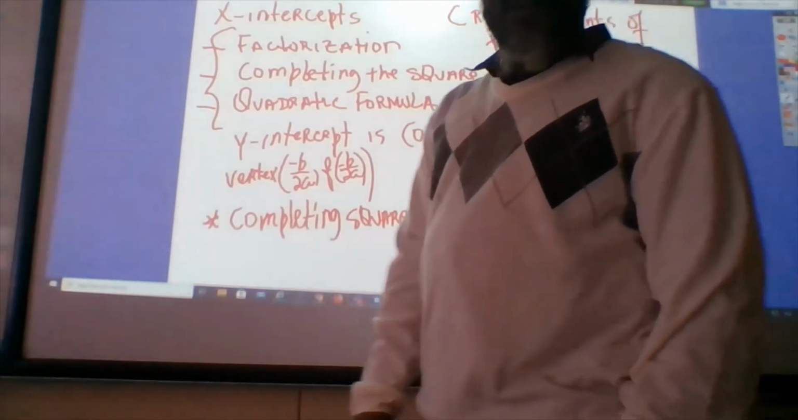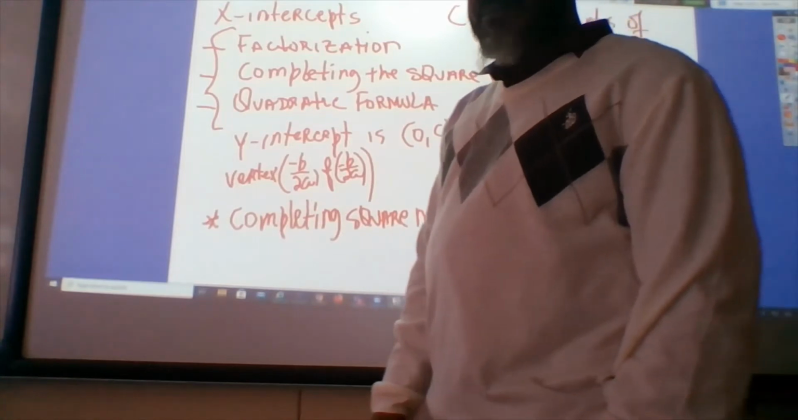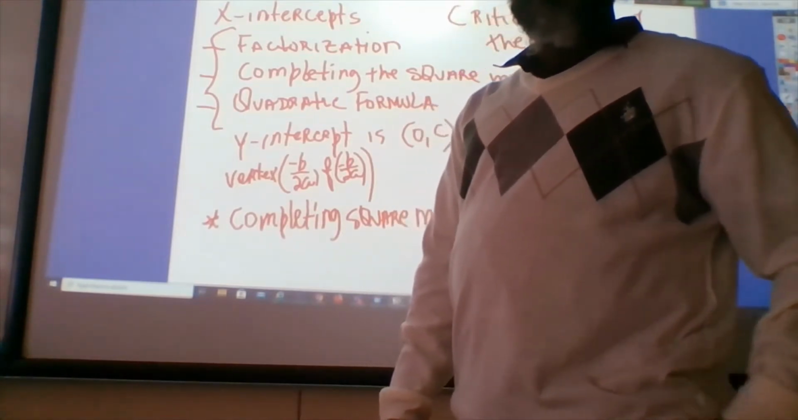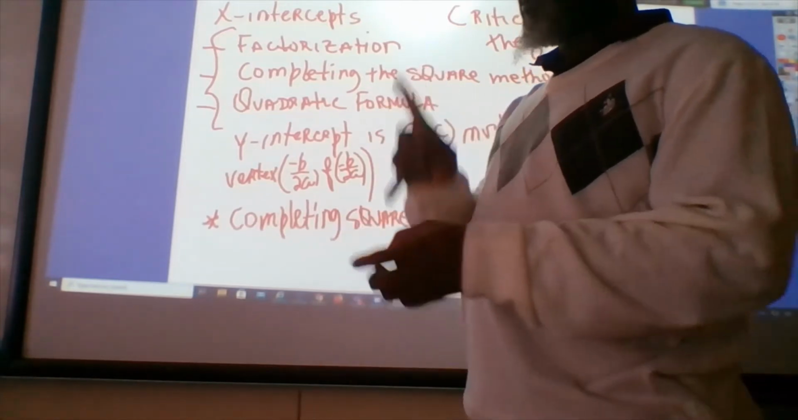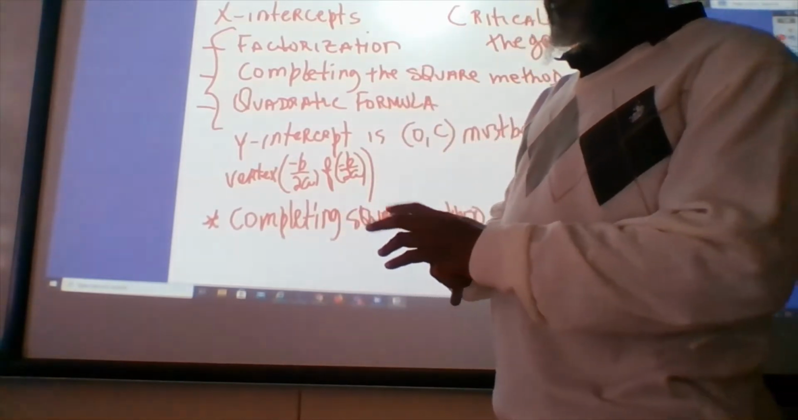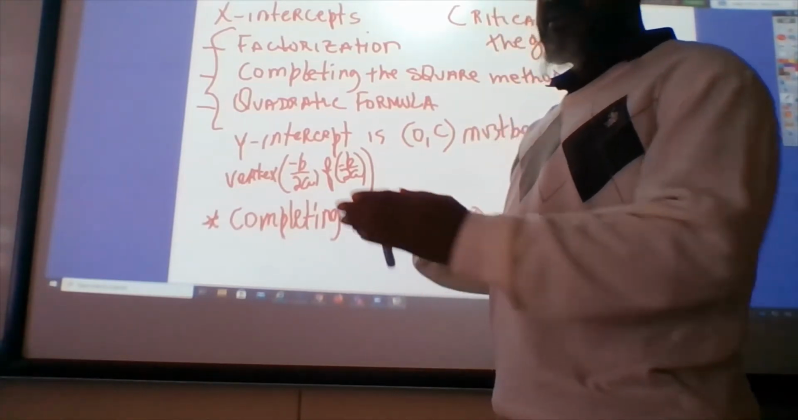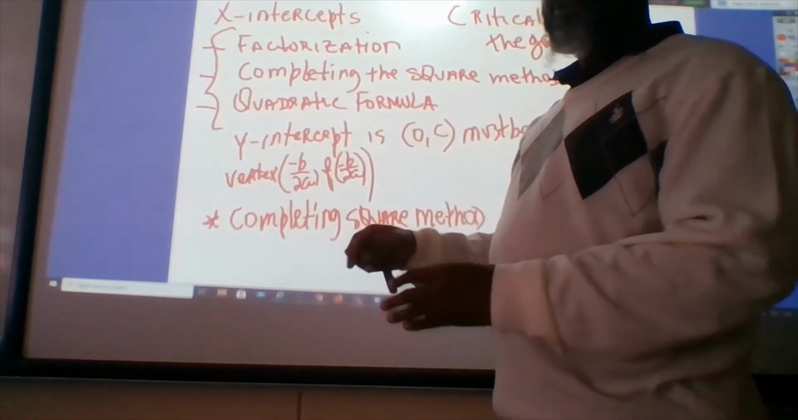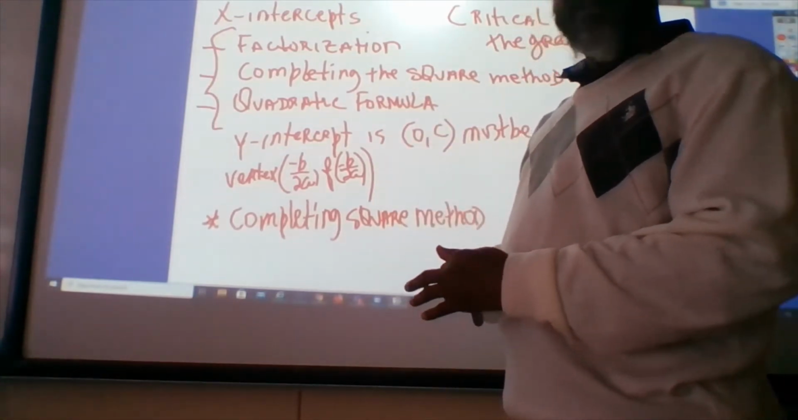All right. Remember the standard form is ax squared plus bx plus c is equal to 0. Since our objective is to graph, we're going to find the y-intercept, which is 0c. Make sure that your equation is in standard form: everything is on one side, and the other side is equal to 0. Then we're going to find the vertex.